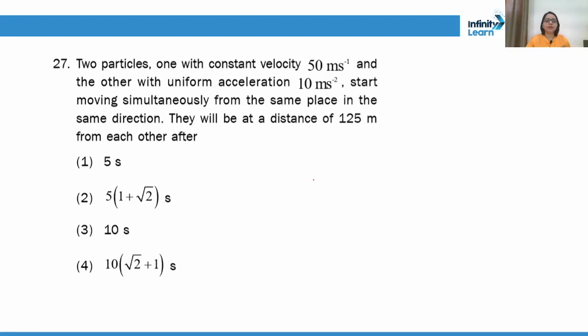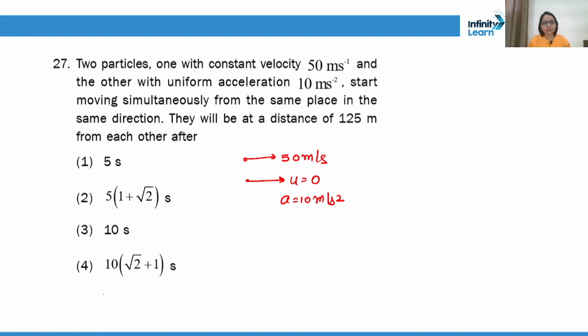Question number 27. Two particles, one with constant velocity 50 meter per second and the other with uniform acceleration 10 meter per second square, start moving simultaneously from the same place in the same direction. They will be at a distance 125 meter from each other after what time? So we have one particle which is moving with 50 meter per second. The other particle is moving with initial velocity 0 but acceleration 10 meter per second square. So we need to find the time at which the separation between these two particles will be 125 meter.